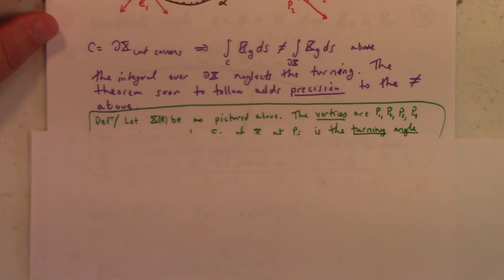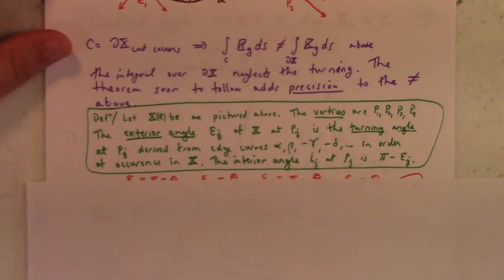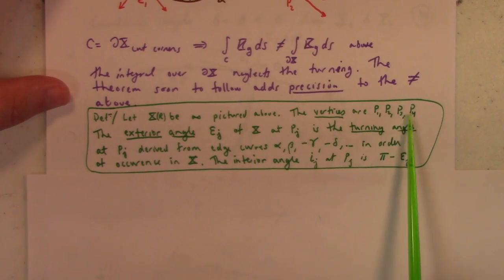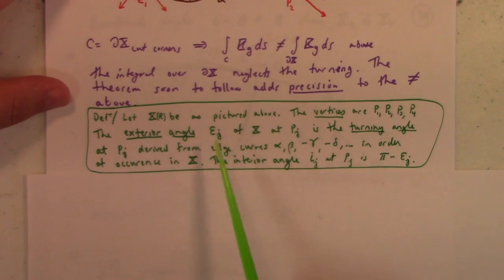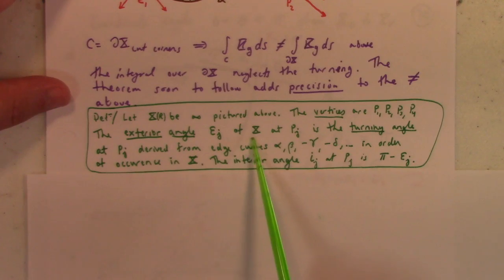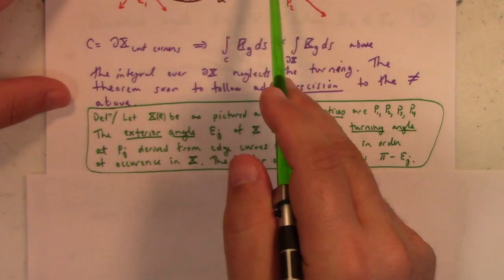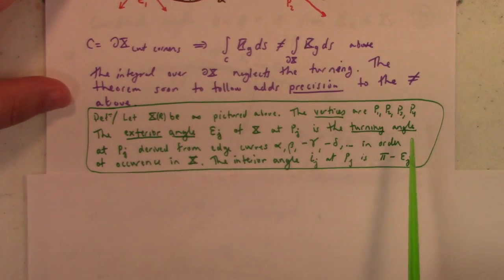So let X be pictured above. The vertices are p1, p2, p3, p4, and the exterior angle epsilon j of X at pj. So epsilon 2 at p2, epsilon 3 at p3, and so forth.